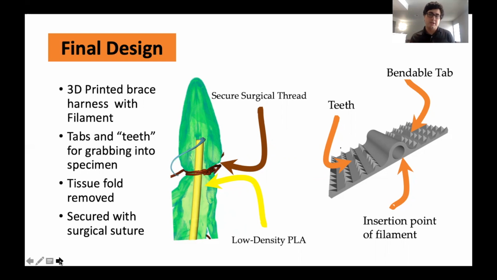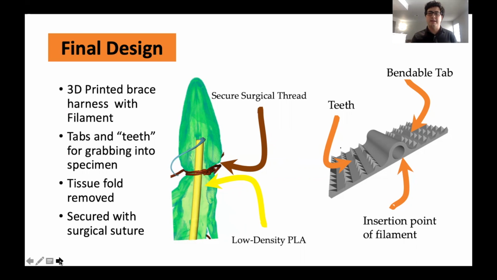We ended up having to remove the tissue fold due to this loss of elasticity, which negated our ability to manipulate the hyoid, the second ceratobranchial bones, and we secured it with surgical suture since we had to transport it for scanning at the micro facility at University of Arkansas. This helped give extra security and make sure the specimen didn't move or that this brace didn't move.